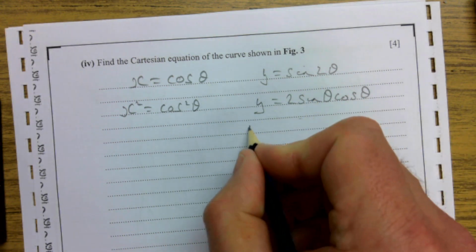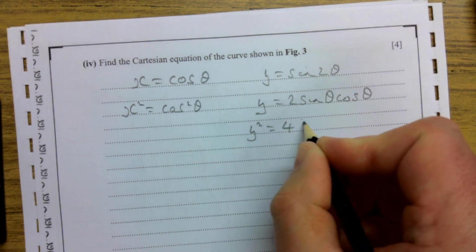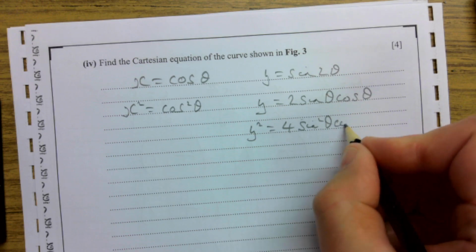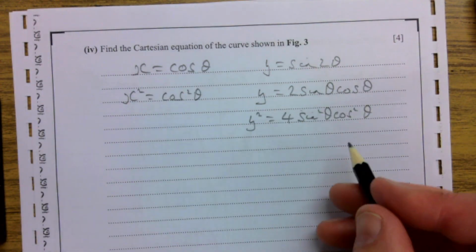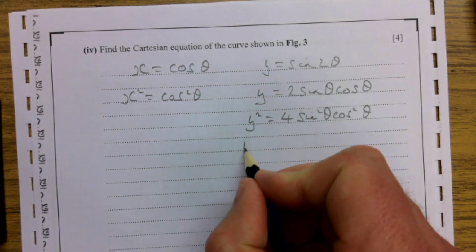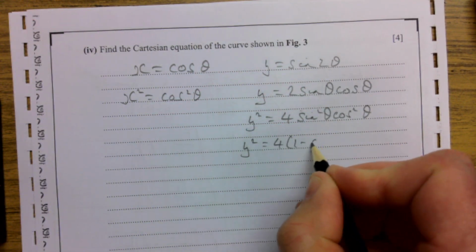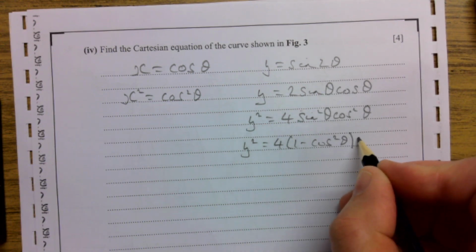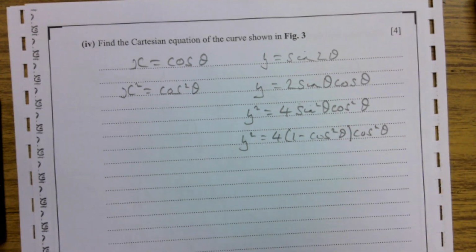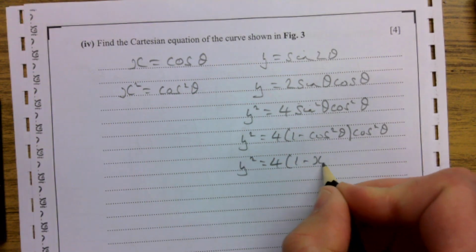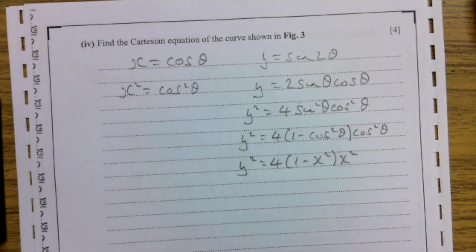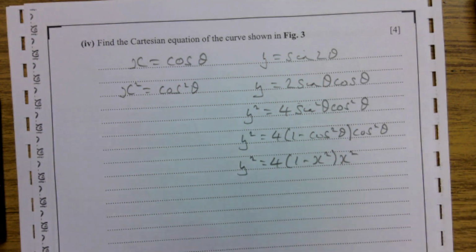And so we're going to square everything here. So y squared is 4 sine squared theta cos squared theta. And then we have a cos squared theta here, so I'm just going to change this sine squared to a 1 minus cos squared. So y squared is 4 times 1 minus cos squared theta, times cos squared theta. Y squared is 4 times 1 minus x squared, upon x squared, and effectively that's our Cartesian equation. You could multiply it out a little bit if you wished, but whatever way you want to sort it out.